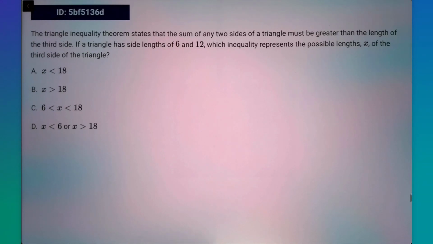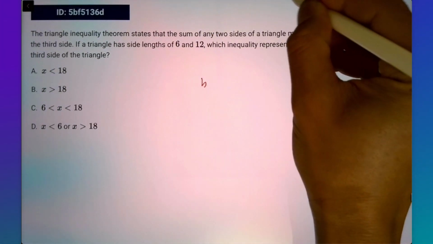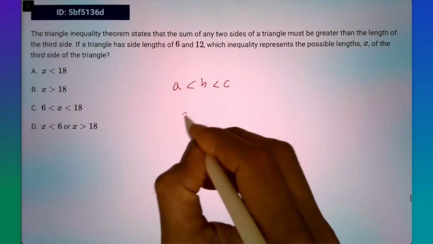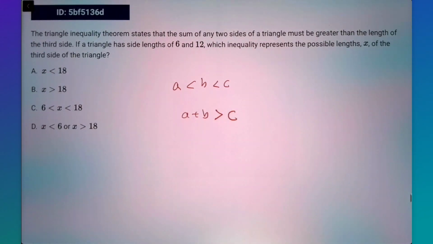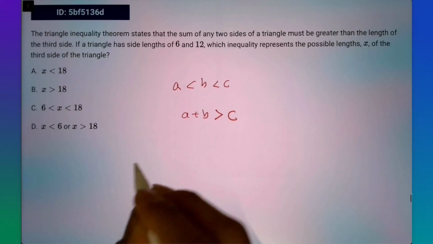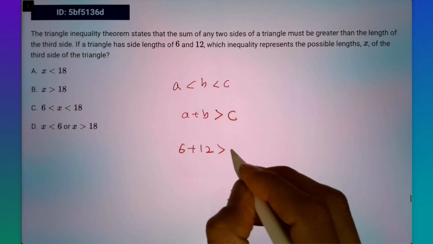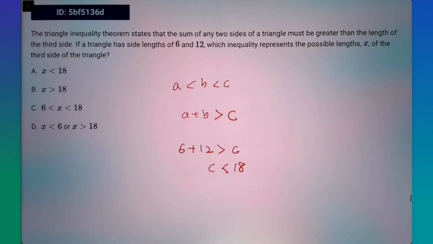So you all need to know that if you have lengths A, B, and C, and let's just say that C is the largest, then the sum of the two shorter sides should be greater than the largest side of a triangle. So if you have 6 and 12, we have two scenarios. One is that 6 and 12 might be the smaller ones. So that means our largest one, C, should be less than 18.